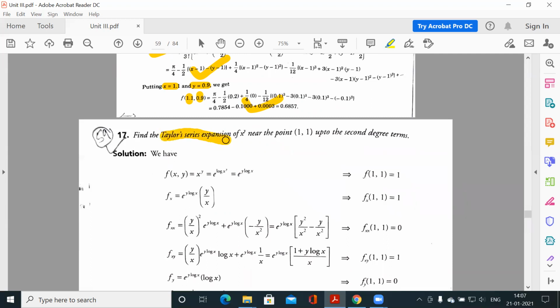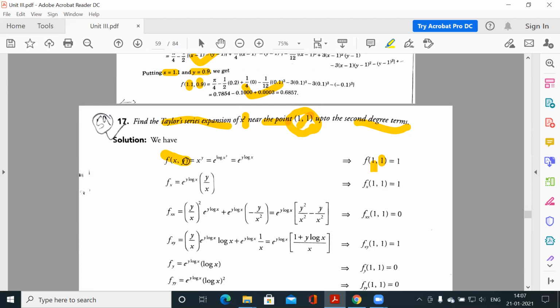Find the Taylor series expansion of x to the power y near the point 1, 1 up to second degree terms. So near the point 1, 1, that means the a value is 1, b value is 1, and the second degree term means you have to differentiate this up to second order derivatives.